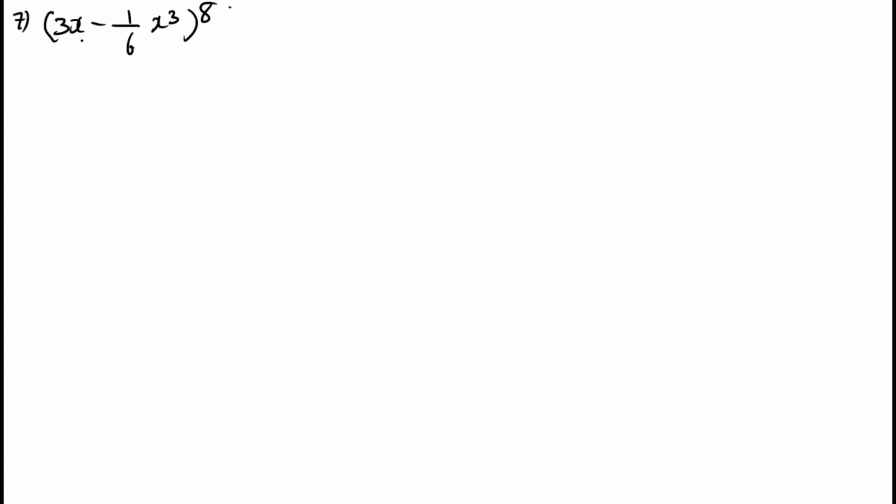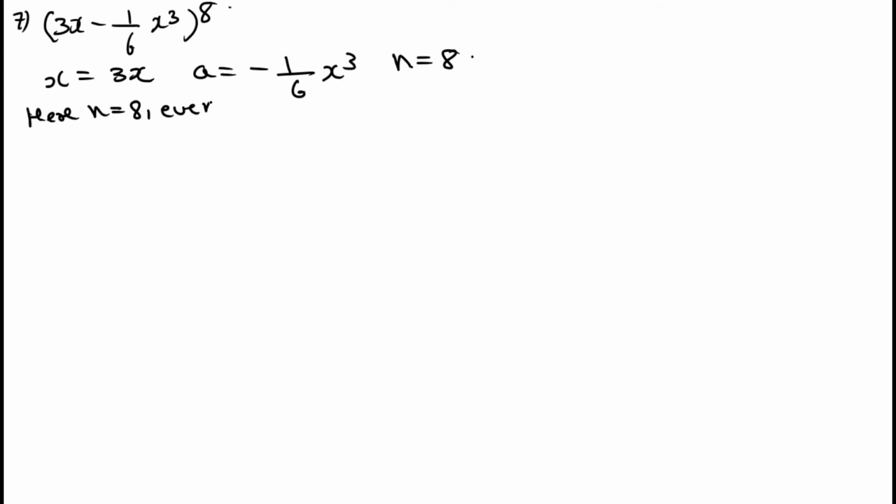See the next question, (3x minus 1 by 6x cube) to the power 8. Similarly, you can solve this. x equal to 3x, a equal to minus 1 by 6 into x cube, index n equal to 8. Here n equal to 8, we know it is an even number. Index even means there exists only one middle term, right?